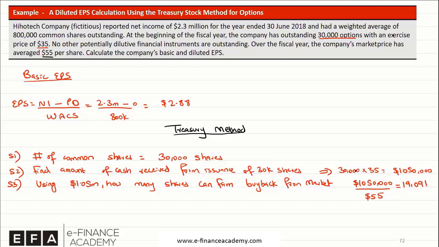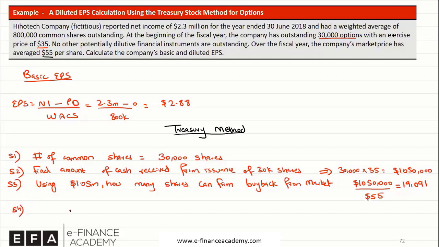Now here, this should give you somewhat of an idea where we are heading. The idea is that by issuing 30,000 shares, you got 1.05 million, but that 1.05 million, from the perspective of the market, is only equivalent to 19,091 shares. So we could say it is as if the company did not get a single dollar for the rest of the shares, so we can find the difference in the shares.